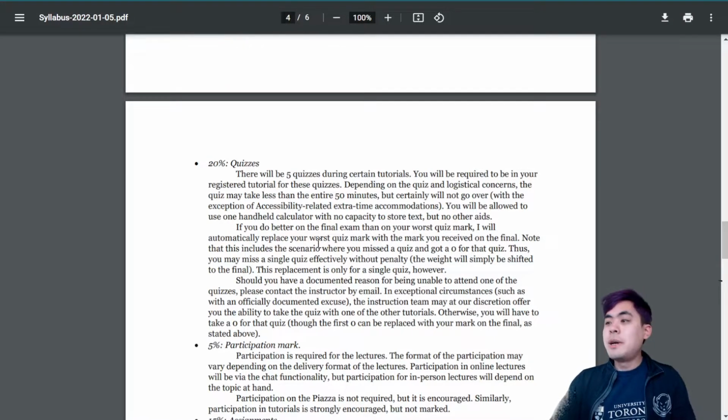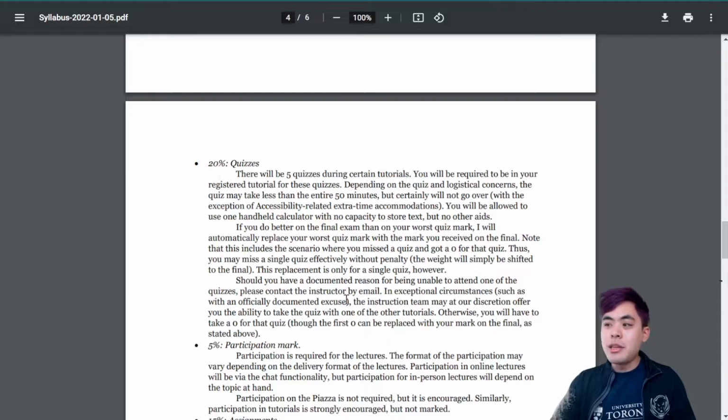Note that if you do better on your final exam than on your worst quiz mark, I will automatically replace your worst quiz mark with the mark you receive on the final. This means that you can miss one quiz, because if you miss a quiz, you get a zero on it, but that will effectively be replaced by your score on the final. It's only for a single quiz. Obviously, there are many reasons why you might have to miss a quiz. You get basically one free missed quiz, which gets replaced with your final.